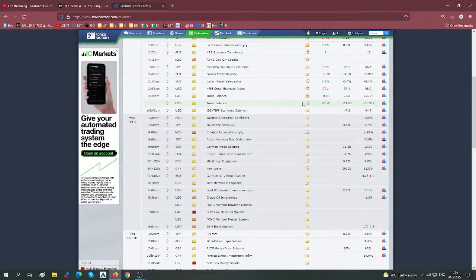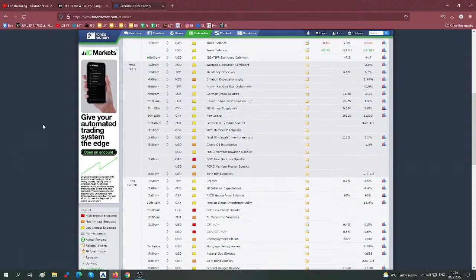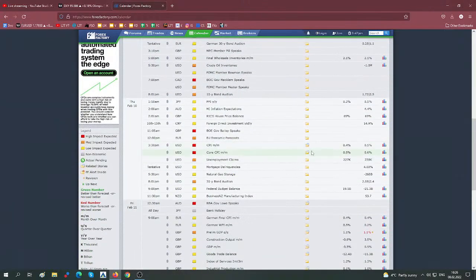So as I've said, the US trade balance was better than expected, but this is not a high impact event. Most likely the traders are waiting for the US Consumer Price Index, CPI, inflation data on Thursday, and also unemployment claims. So high impact events. This could really shake the markets.